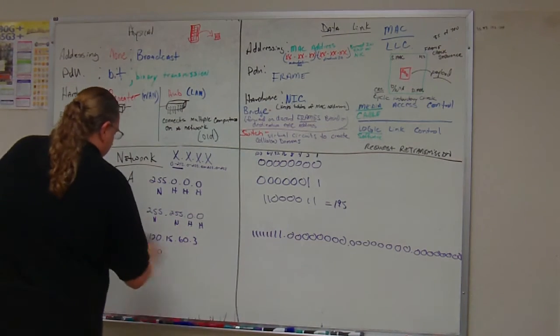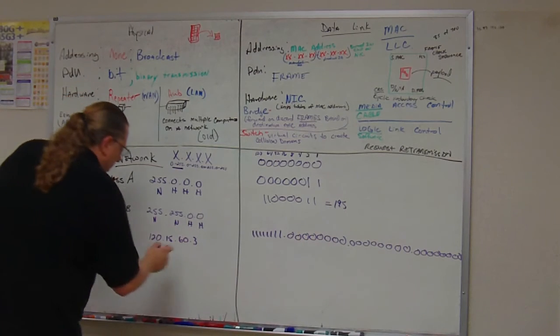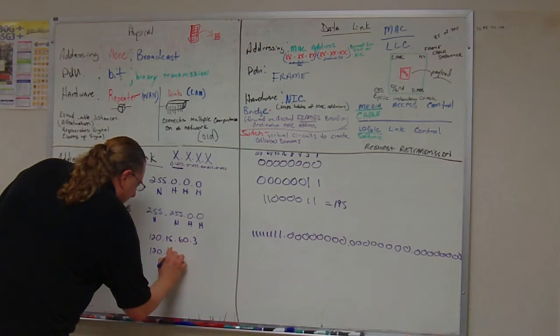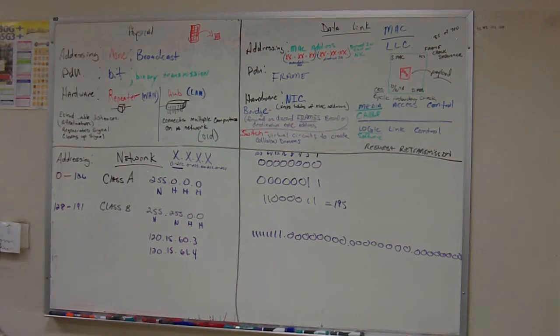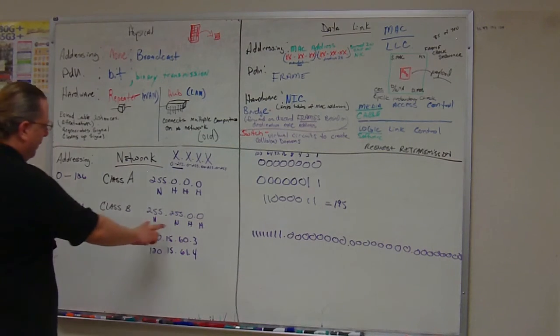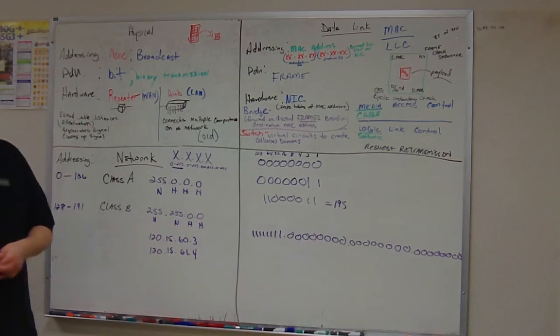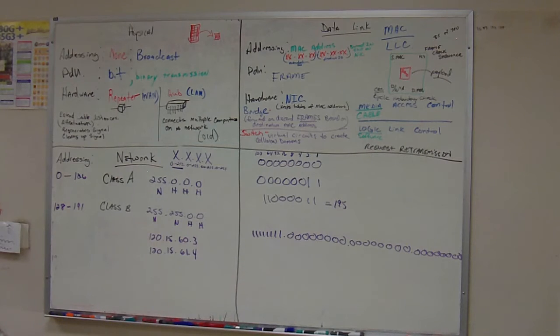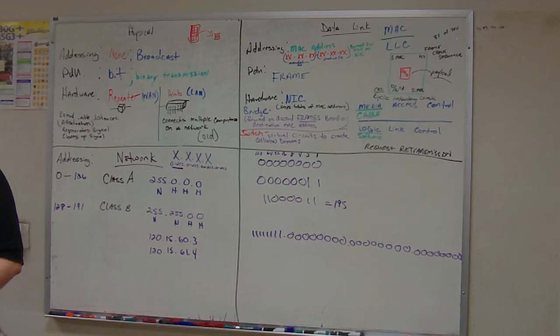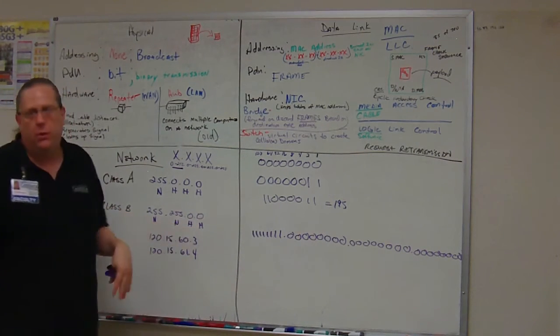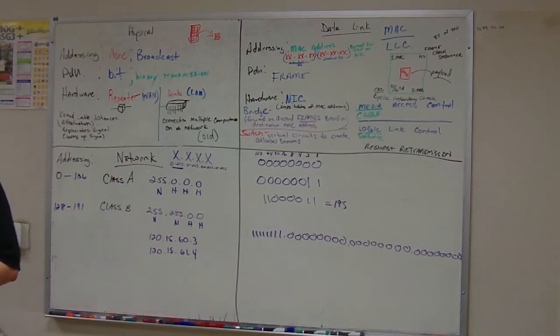But if we had a computer of 120.15.61.4, are these two computers on the same network? Yes, they are, because the first two numbers are the same. That's all we care about. Wherever the 255s are, it means if that number changes, then it's in a different network. It does not matter about the host portion. If those numbers are different, it's just two different computers.